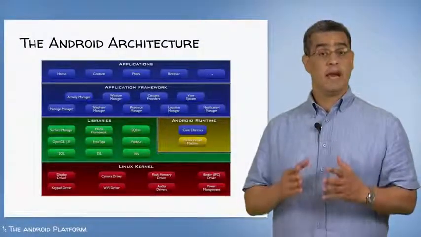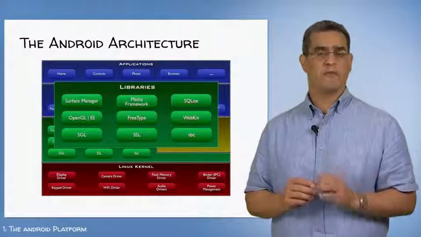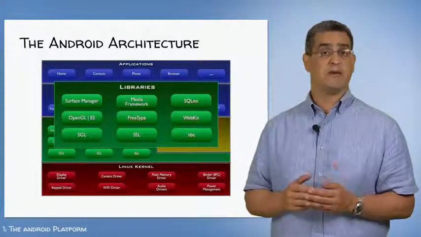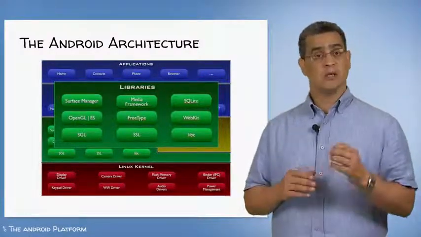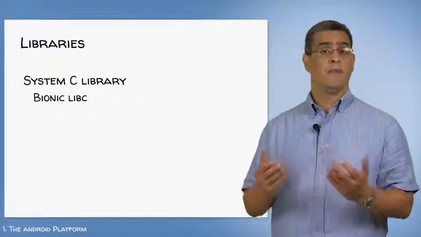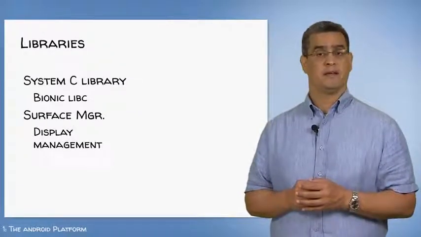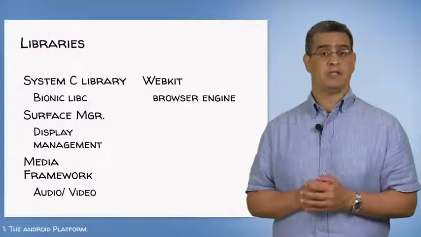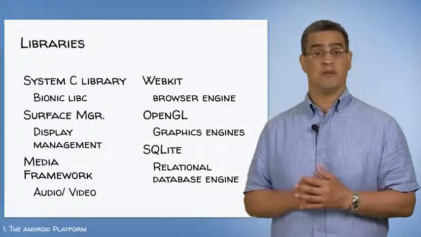The next layer up includes a variety of system libraries. These libraries are typically written in C and C++, and for that reason, they're often referred to as the native libraries. And these native libraries handle a lot of the core performance-sensitive activities on your device, things like quickly rendering web pages and updating the display. For example, Android has its own System C library, which implements the standard OS system calls, which do things like process and thread creation, mathematical computations, memory allocation, and much more. There's the Surface Manager for updating the display, a media framework for playing back audio and video files, WebKit for rendering and displaying web pages, OpenGL for high-performance graphics, and SQLite for managing in-memory relational databases.